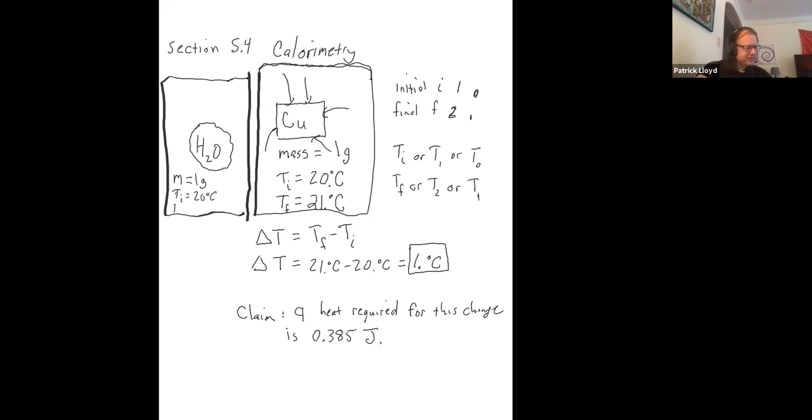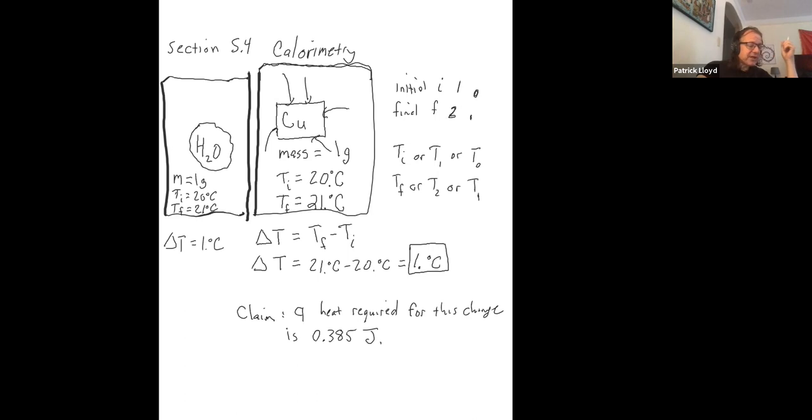And we're going to add some energy to bring the temperature of the water up to 21. That's not a very big change, right? I'm not sure you could detect that with your senses, but maybe you could, I don't know. So delta T is the same, right? Delta T is just going to be 1 degree C, because it's 21 minus 20.